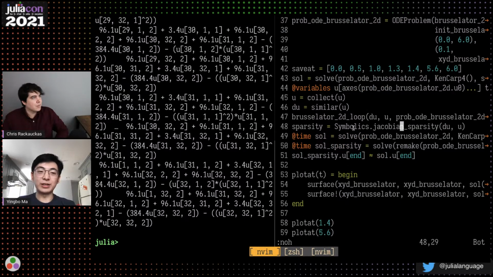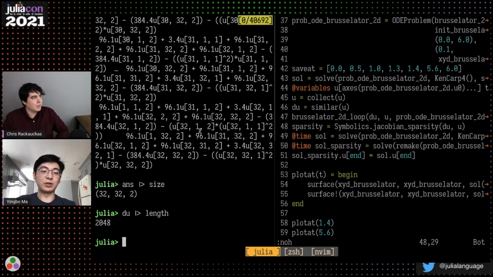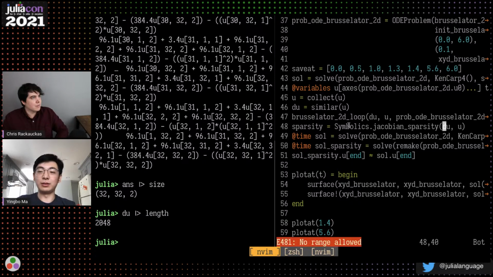Because this expression is so huge, the size of this expression is on the order of thousands. The Jacobian would be 2000 by 2000, right? So it will be a huge Jacobian. In here, we are only interested in the sparsity pattern of the Jacobian. We can just use the Jacobian sparsity function to evaluate the sparsity. So the first argument is the PDE definition, right? And then the second argument is the input.